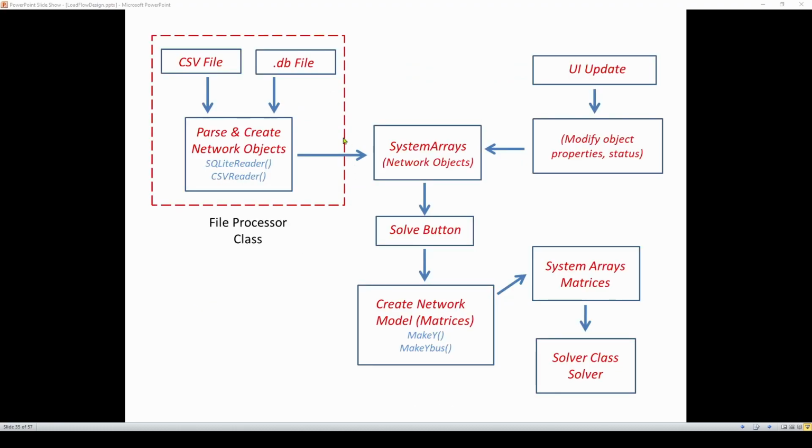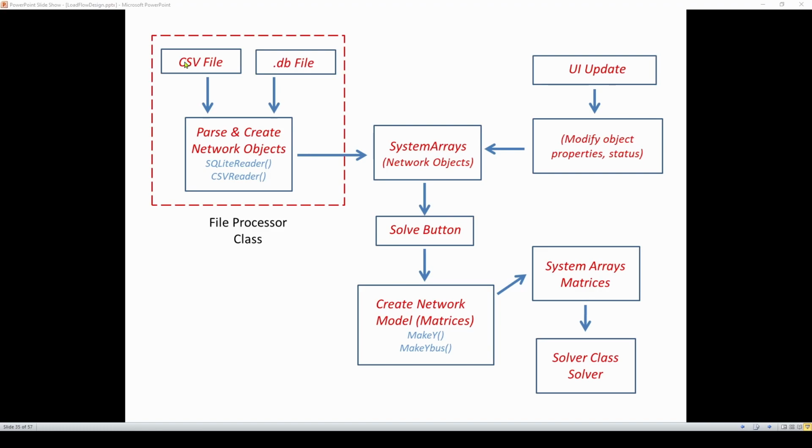So here is a diagram of the basic layout, especially of the front end of our application. The core is going to be the system arrays class, and it's going to store all of the information of all of the network objects, all the equipment, and no matter where it comes from, it's all going to be maintained in this system arrays class. And once we have that, we can modify it. For example, if we decide we do a solution, we want to modify it, we can do a UI update, and we go into this exact same system arrays class and we can modify it.